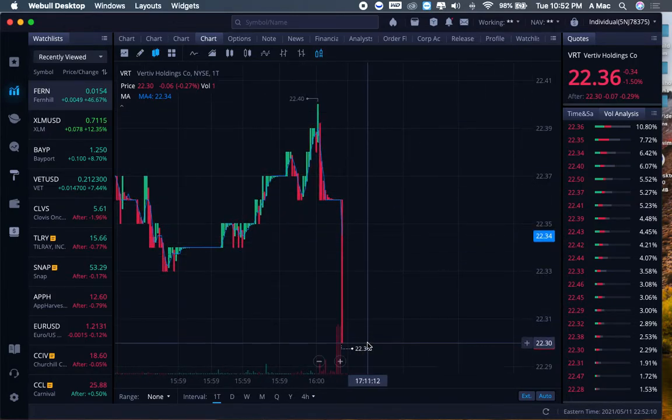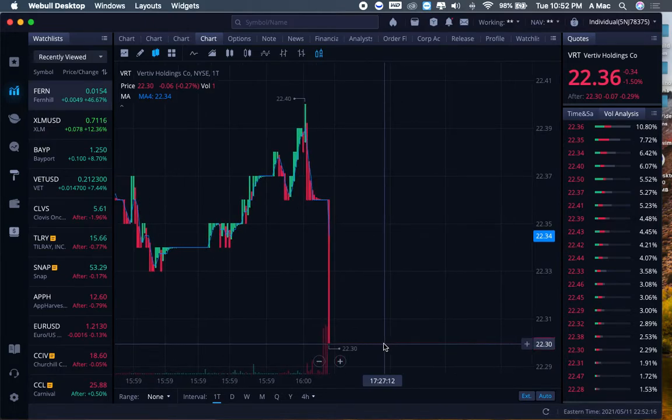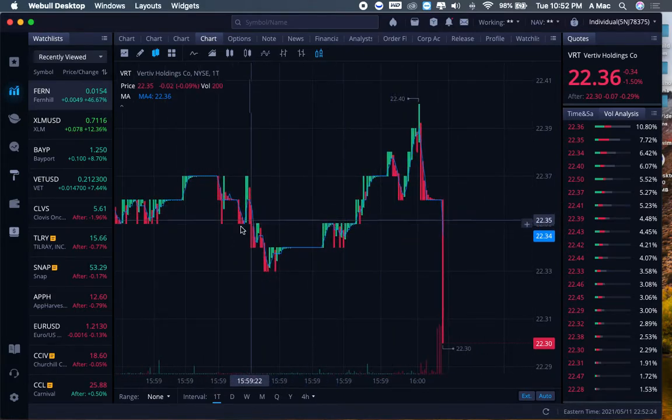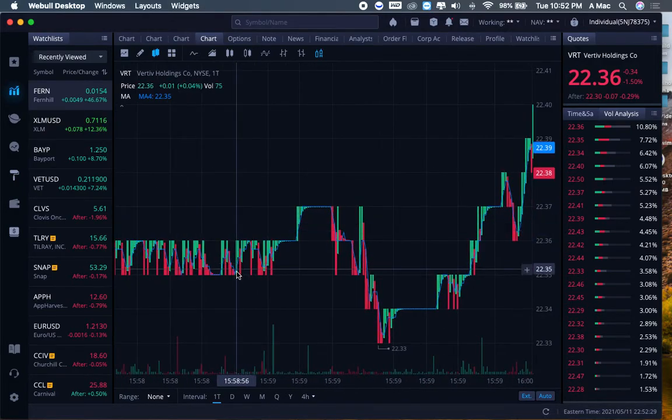Now look, it's way down here at 22.30. This is a good time to get in. You know, it's at a lower low, way lower than where it was before, and it could go back there, or at least it could go back to where it shows the most strength, which is here at 22.35.